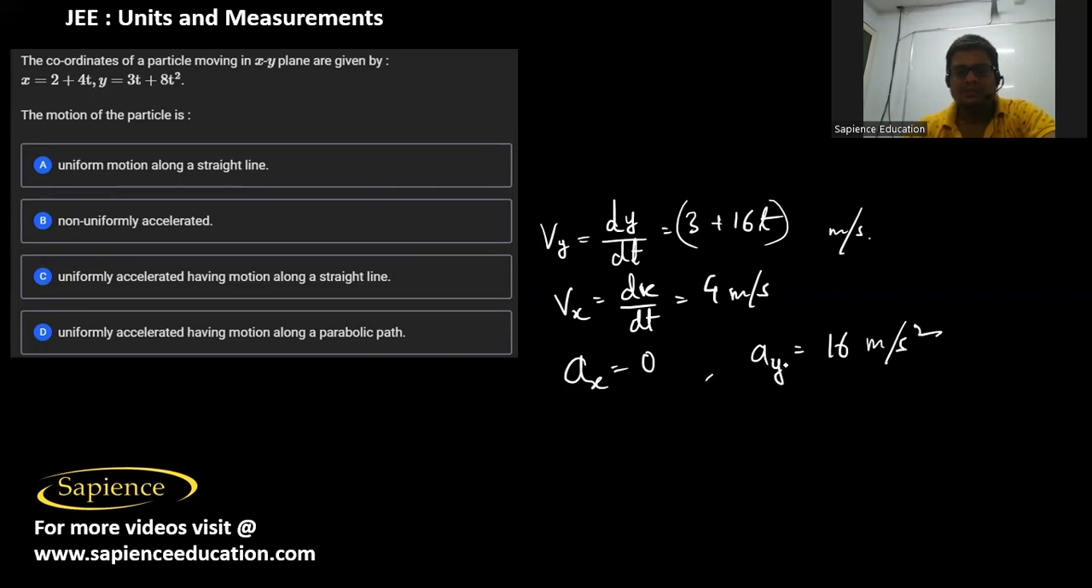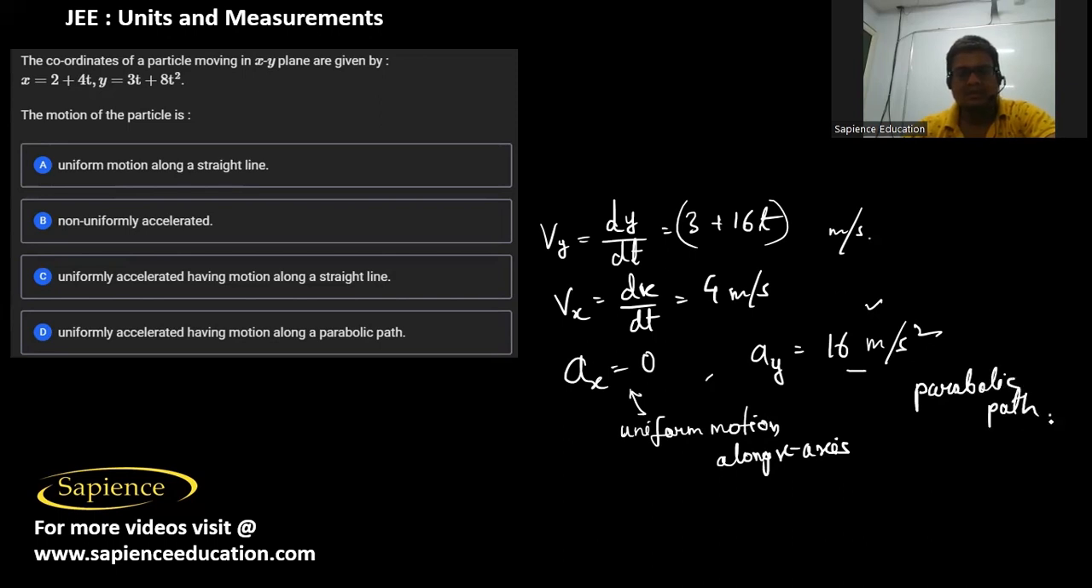So therefore along the y-axis there is acceleration, and along the x-axis there is uniform motion. So along the x-axis it is moving with a uniform velocity, and there is uniformly accelerated motion along the y-axis. So it means it should have a parabolic path, and it is uniformly accelerated also. So option D is the correct answer.